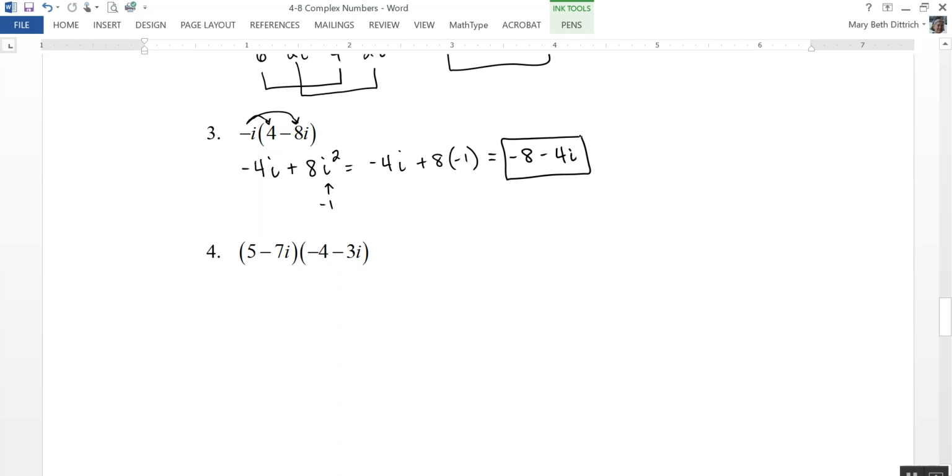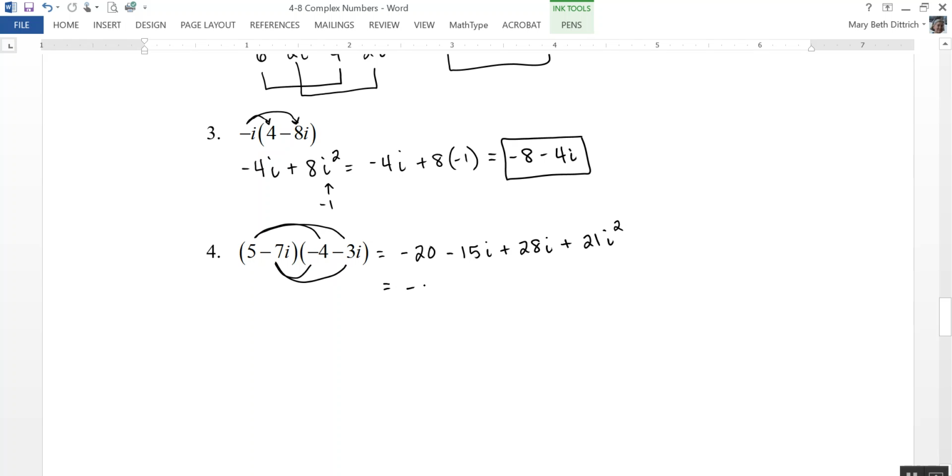And here we have what looks like two binomials, and we're going to distribute, basically we're going to FOIL. So when I do my first, I'm going to get a negative 20. And I do my outer, I'm going to get a negative 15i. I'll do my inner, positive 28i. And my last is going to give me a positive 21i squared.